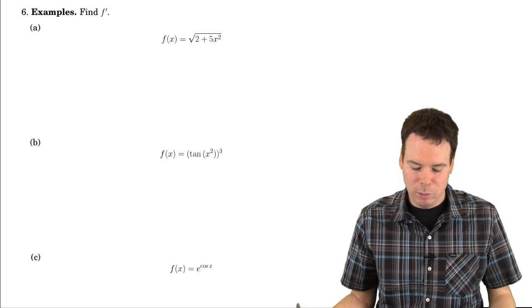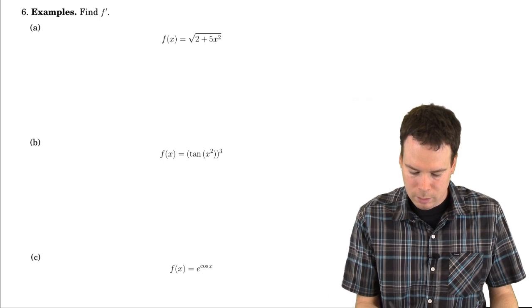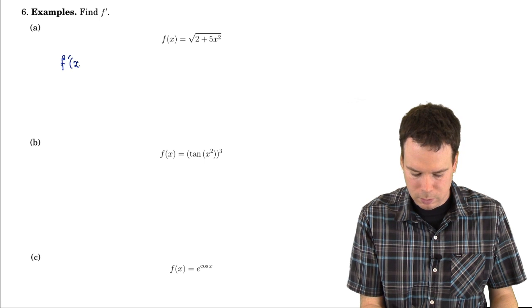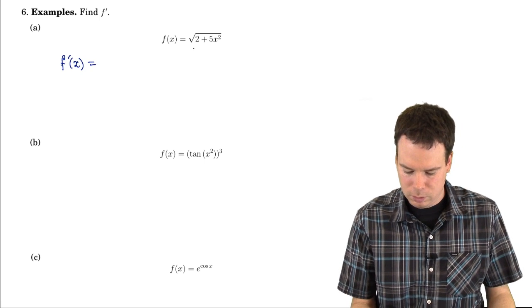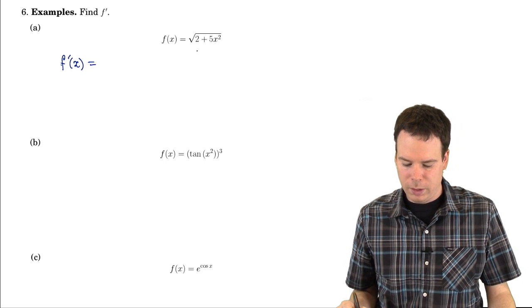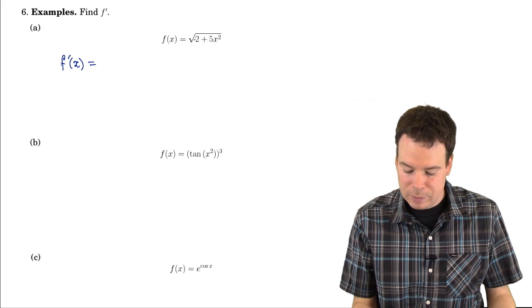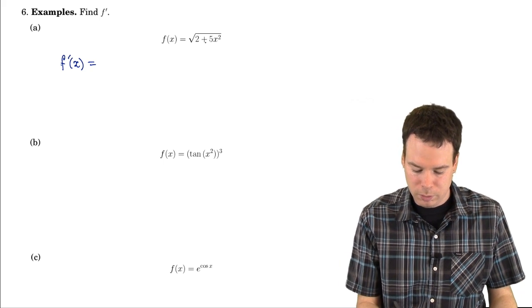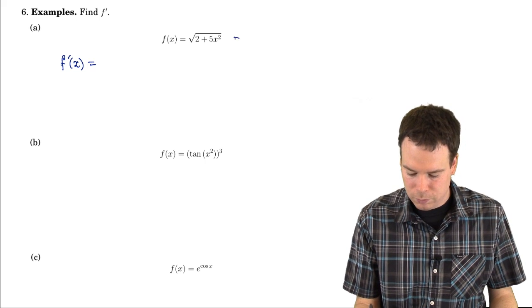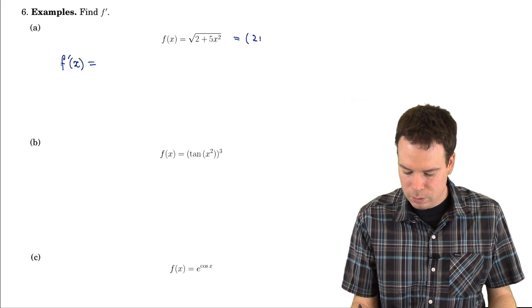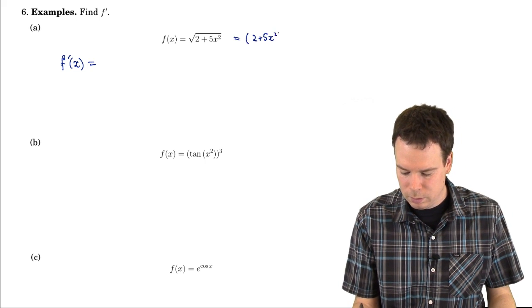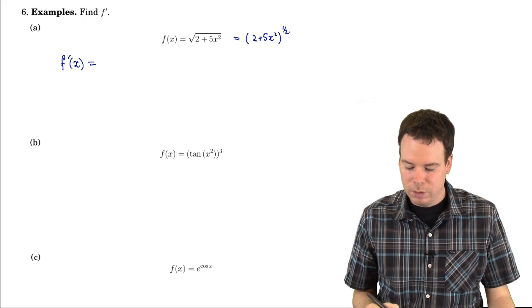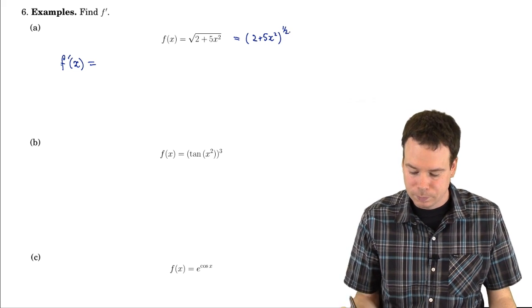Okay, so let's have a look at a few more examples. What is the derivative of this function, the square root of 2 plus 5x squared? Well, it's a composition. Outside function is a square root, inside function is this degree 2 polynomial. So what we're going to do first is just quickly rewrite it as a power so that we can use the power rule to differentiate the outside function.